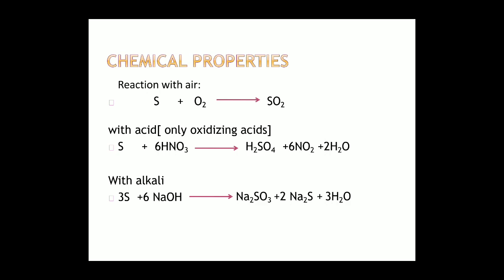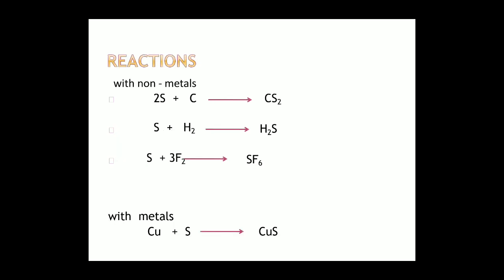Now I am coming to the chemical properties. What are the basic chemical properties of this group 16? Number 1, reaction with oxygen. Whenever any chalcogen member reacts with oxygen, it gives an oxide, like sulfur reacting with oxygen giving sulfur dioxide. Next is reaction with acid. Only oxidizing acids can react, like nitric acid and sulfuric acid. When sulfur reacts with nitric acid, it gives sulfuric acid and nitrogen dioxide. With alkali, when sulfur reacts with sodium hydroxide, it gives sodium sulfate.